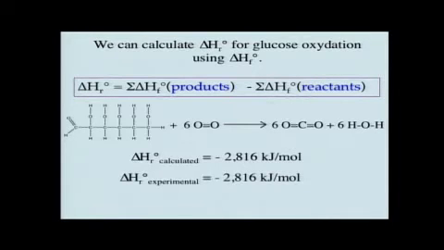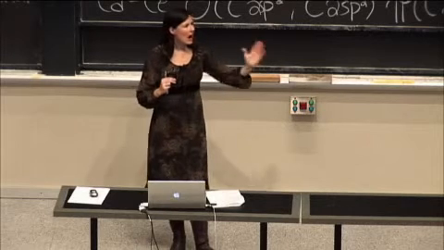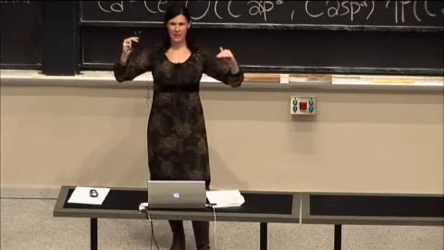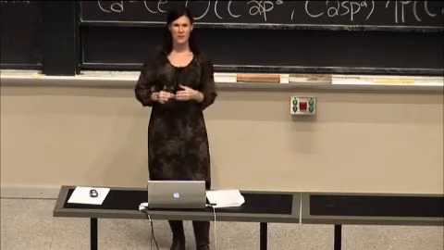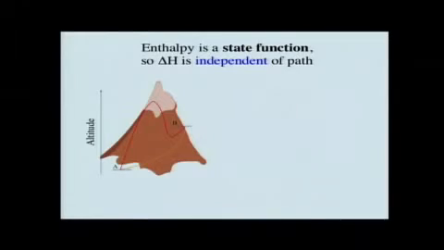So there's actually one more way to figure out the enthalpies of a reaction. I'm going to go over it just very briefly. And that's based on the fact that enthalpy is a state function. And by state function, what I mean is that it doesn't matter how you got from point A to point B. All that matters is the difference between the two. So another example of a state function is altitude, for example, on a mountain.